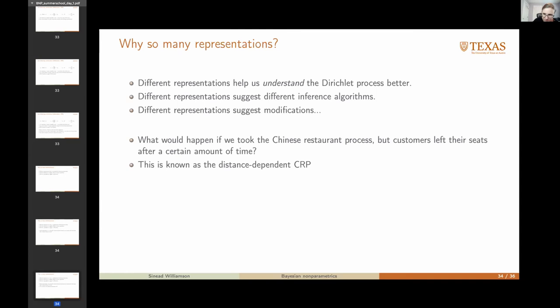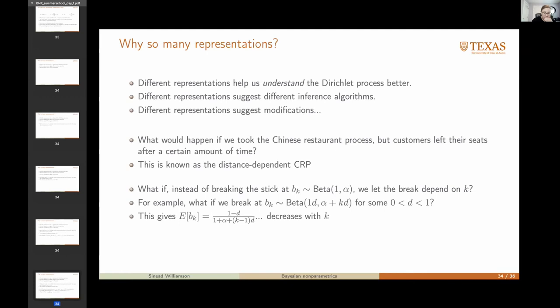Or what if we took the stick-breaking procedure and said, instead of having the same beta distribution for each break, we have that distribution depend on how many sticks we've seen so far. And again, that's the thing that people do. So if instead of breaking at a Beta(1, alpha), we instead increase that second parameter as we go through the stick-breaking procedure, we're going to change the sizes of our breaks, right? The size that we're breaking off is going to decrease each time.